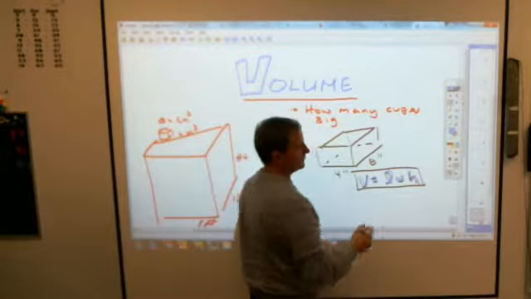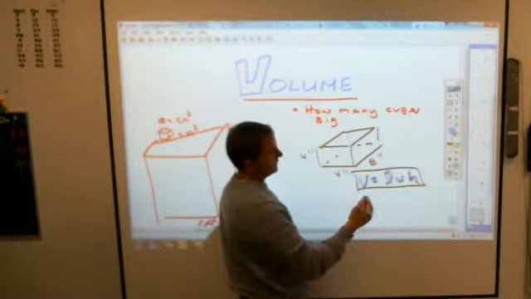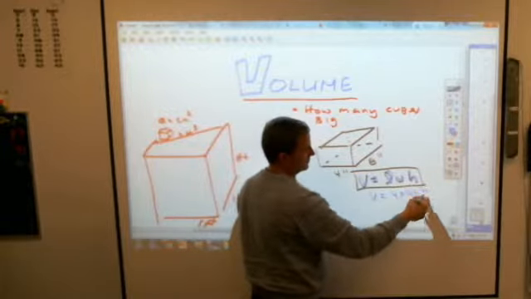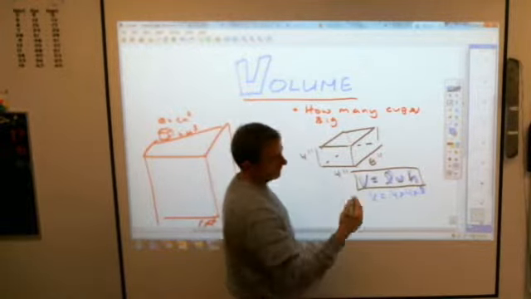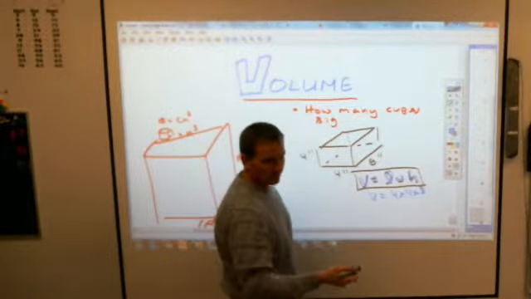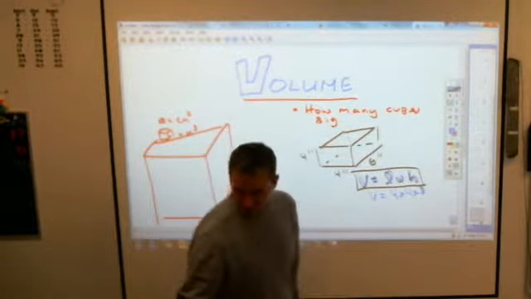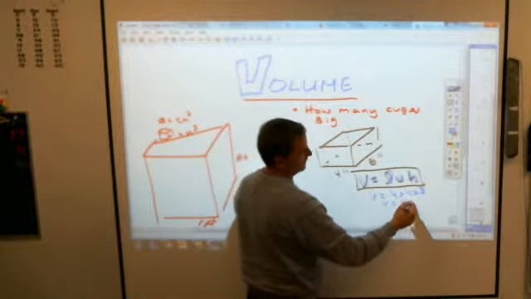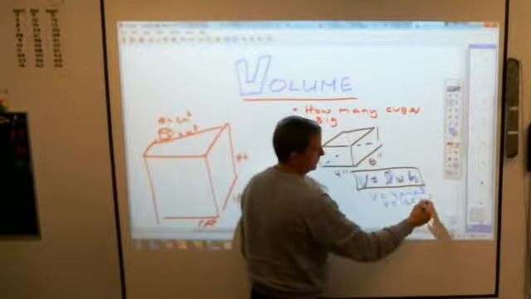Now, with that being said, children, let's just do the problem. So volume equals, it doesn't matter what you call what because of the commutative property, 16 times 8. Somebody? 128, is it not? 16 times 8, 128. So volume is 128 inches. Make sure you label it cubic inches.